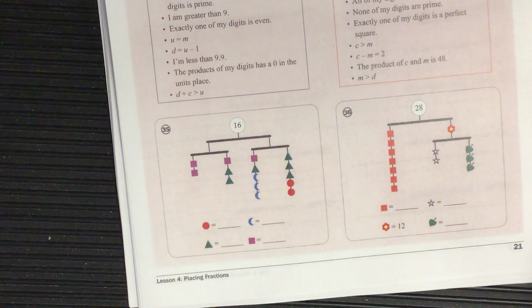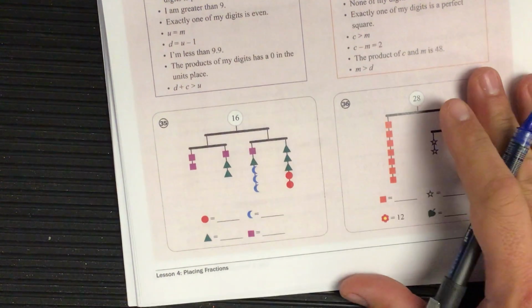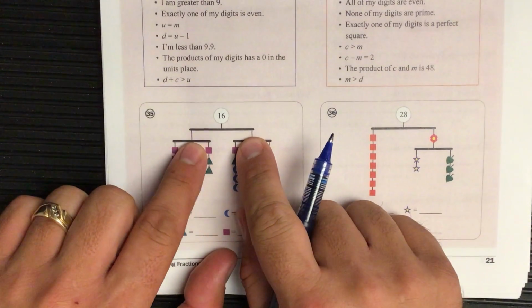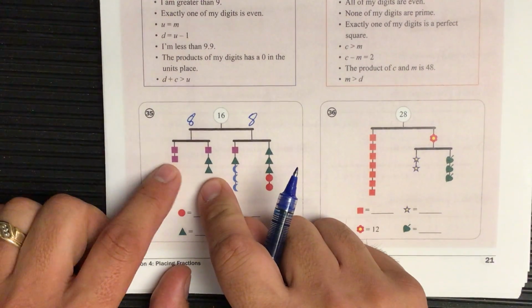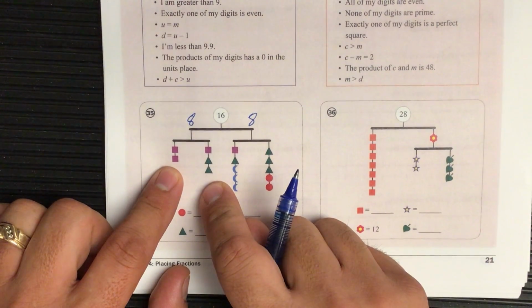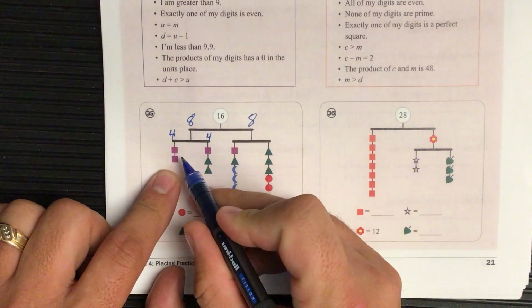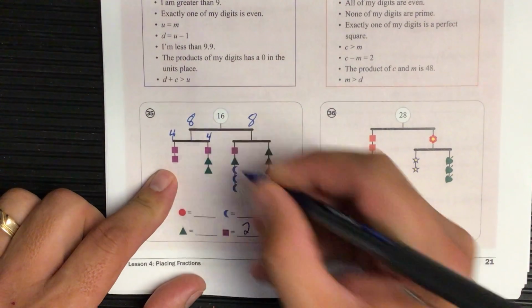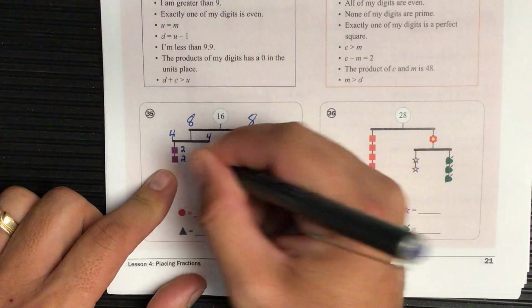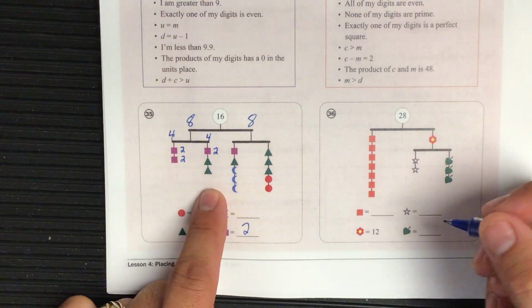35. Landon, I know you love these. Let's talk about them. These are fun. This is 16. Each side is 8. Now let's concentrate on the left side. Each side is 4. So now I should be able to figure out what these squares are. 2, 2. And then I should be able to get the green triangles. 1.